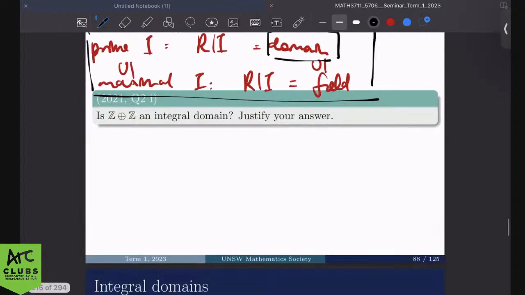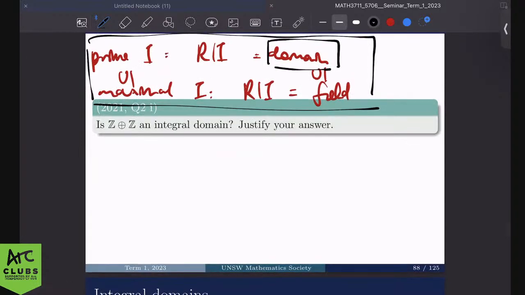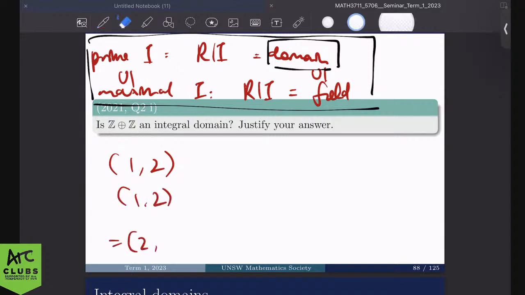Okay. Let's have a look at this question. So is Z plus Z an integral domain? Well, let's think about what Z plus Z is. It's the set of all direct products of integers. So like 1, 2, combinations of two integers. And when you multiply them together, you do it coordinate-wise, right? So (1, 2) times (1, 2) equals (1, 4).